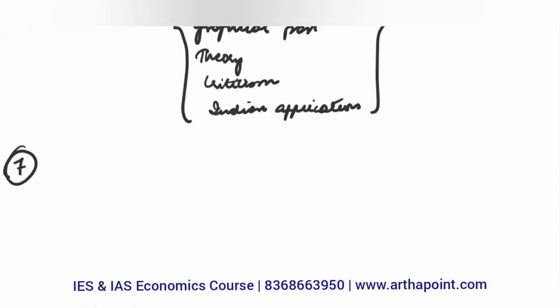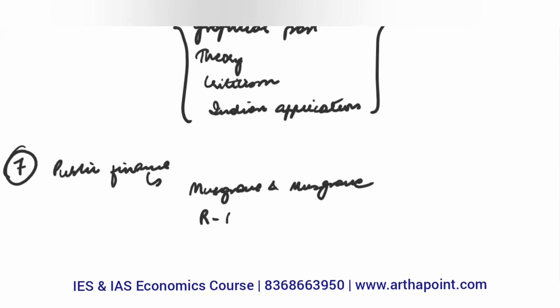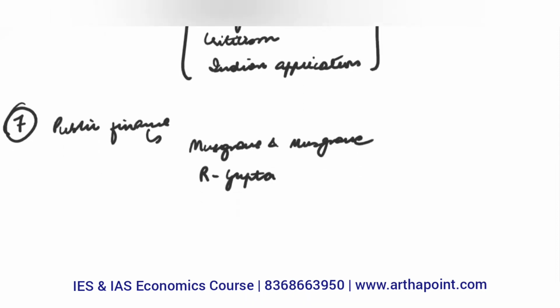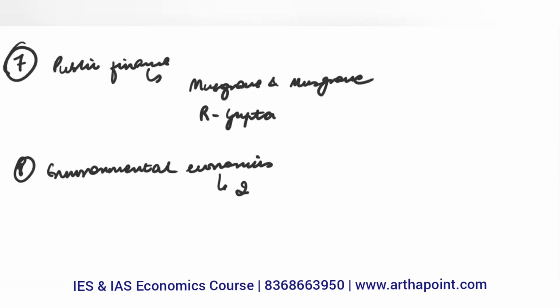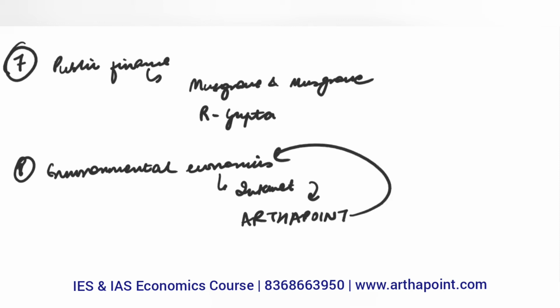Seven, public finance. You can cover most of the public finance from Musgrave and Musgrave, a beautiful book. Other than that, you can refer to ArthaPoint. Eighth, environmental economics. There are various books available for environmental economics, but I say you can rely on the internet and cover it from there. Again, if you don't have notes for it, you can come back to us and we will be able to give you some notes to study for environmental economics.